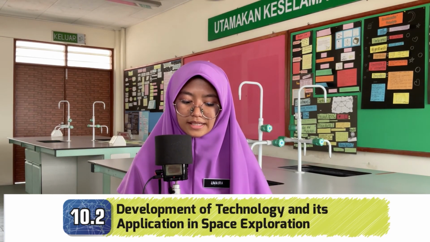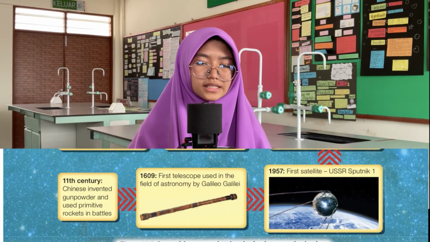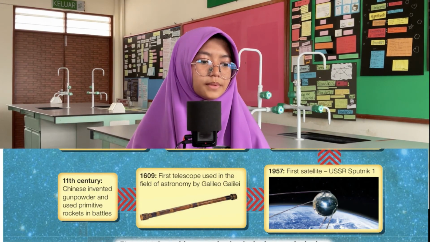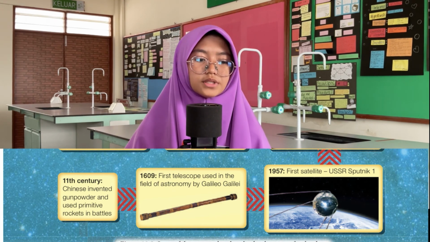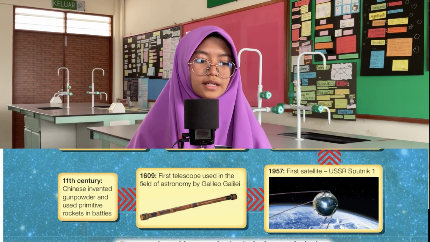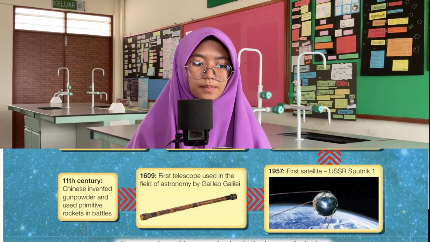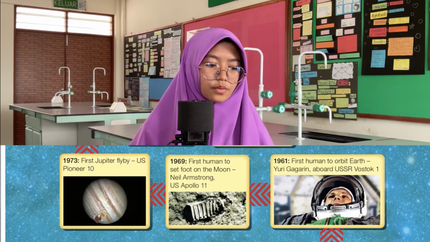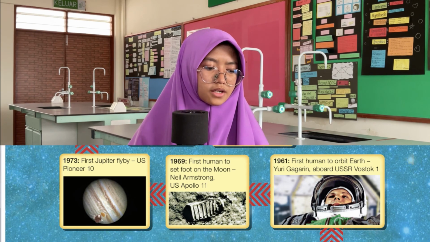10.2 Development of technology and its application in space exploration. 11th century: the Chinese invented gunpowder and used primitive rockets in battles. 1609: first telescope used in the field of astronomy, by Galileo Galilei. 1957: first satellite, USSR Sputnik 1. 1961: first human to orbit Earth, Yuri Gagarin, aboard USSR Vostok.